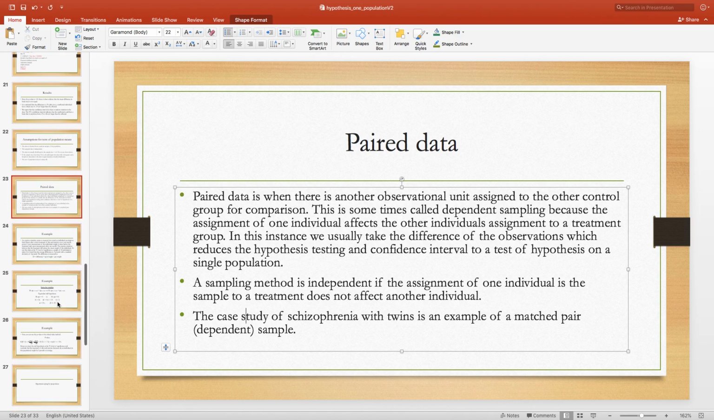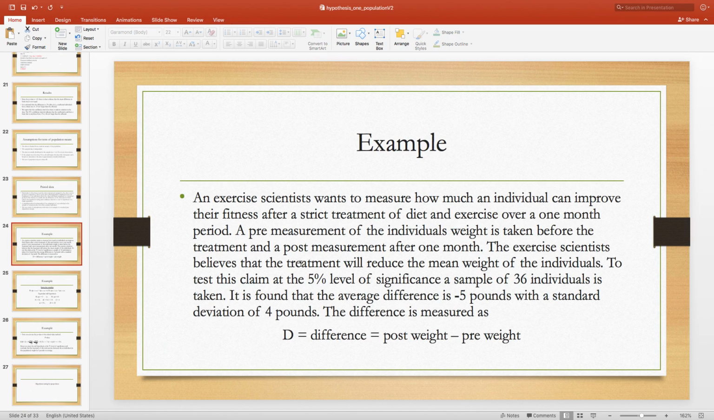So let's do a quick example of paired data. An exercise scientist wants to measure how much an individual can improve their fitness after a strict treatment of diet and exercise over a 1-month period. A pre-measurement of the individual's weight is taken before the treatment, and a post-measurement is taken after 1 month. The exercise scientists believe that the treatment will reduce the mean weight of the individuals.